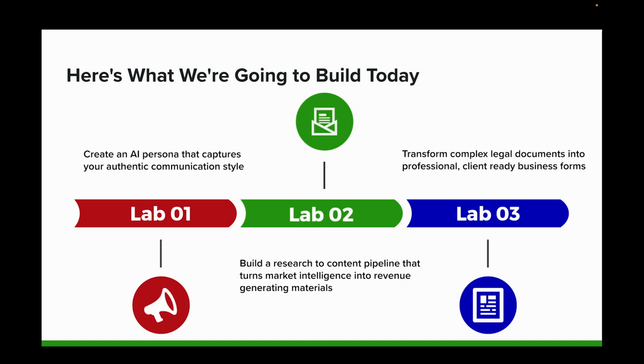Here's what we're building today. In Lab 1, we'll create an AI persona that captures your authentic communication style and speaks directly to your ideal clients. In Lab 2, we'll build a research-to-content pipeline that turns market intelligence into revenue-generating marketing materials. And in Lab 3, we're going to transform complex legal documents into professional client-ready business forms. Each workflow builds on the last, and by the end, you'll have a complete AI toolkit that saves you time while helping you scale your business.